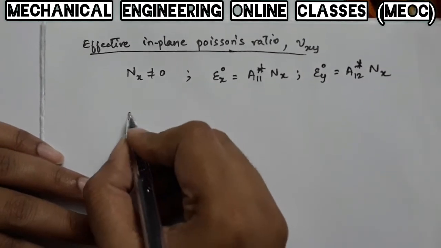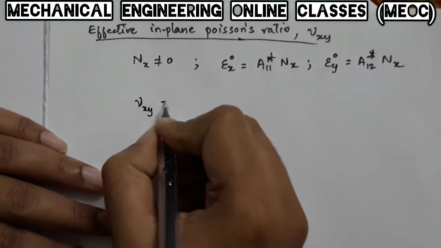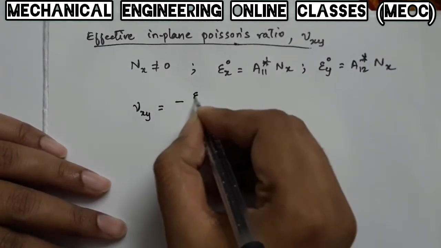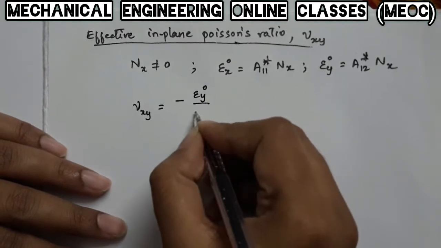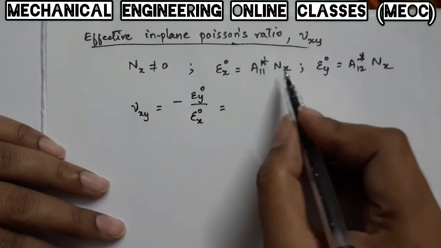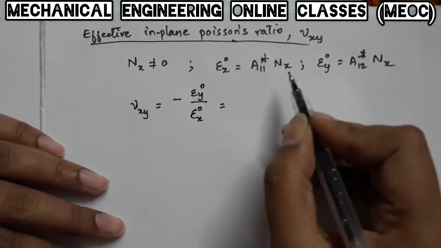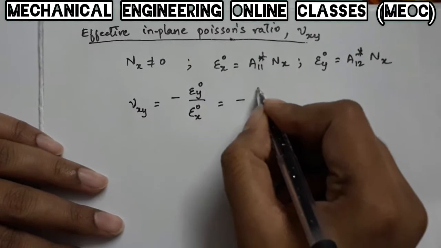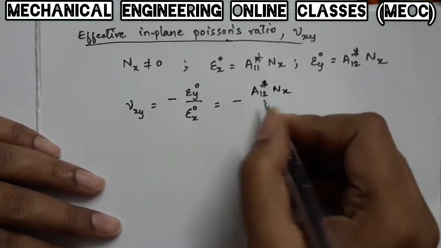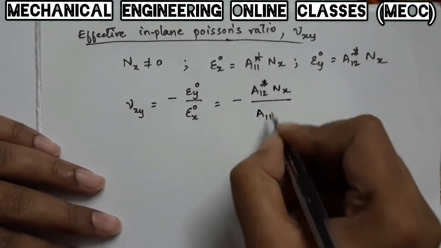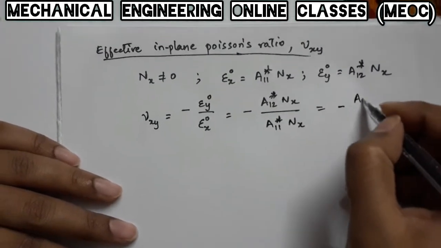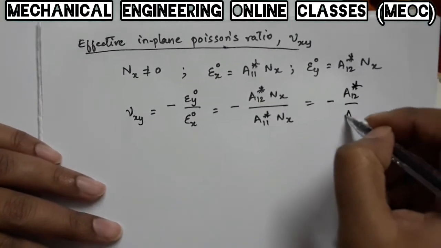So by the formula for nu xy, we know that nu xy is equal to minus epsilon y naught divided by epsilon x naught. So I am substituting these two values from the previously derived terms. So it will be minus A12 star into nx divided by A11 star into nx. So it is minus A12 star divided by A11 star.